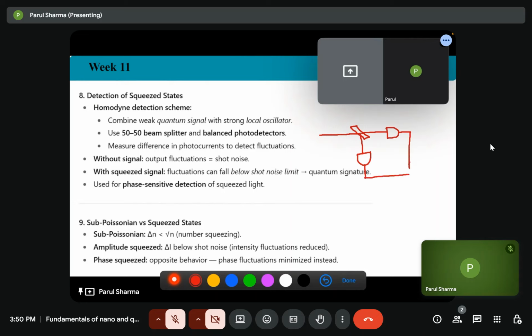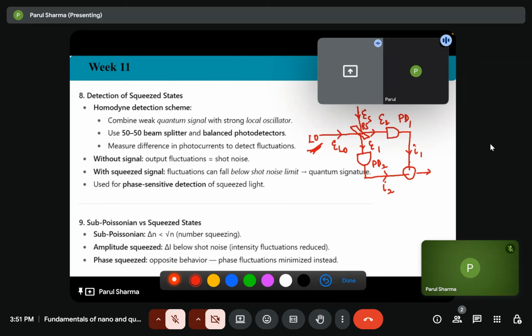Okay. So now here we are taking a strong signal and a weak signal ES and a strong LO. The strong input is called the local oscillator. This is LO. And when we are combining a weak quantum signal ES with a strong local oscillator, then we are using a 50-50 beam splitter and balanced photodetectors.